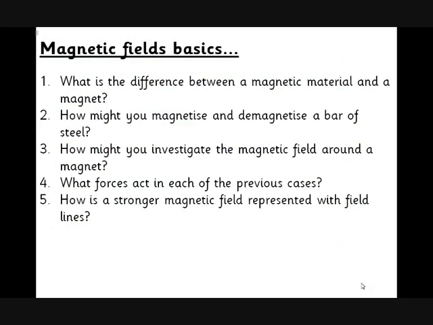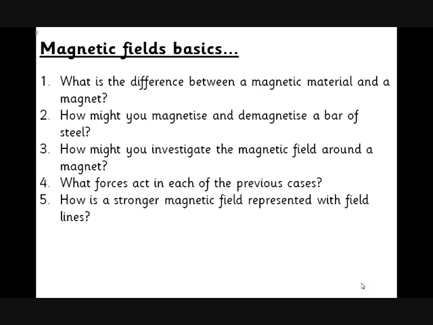So first up, the basics. What is the difference between a magnetic material and a magnet? You should know that only iron, nickel and cobalt are actually magnetic materials. If you want to stick something to a magnet, then that thing has got to be made of, or part made of, one of those three, and the magnet itself has to be made from one of those three. The difference between a magnetic material and a magnet is to do with how all the domains within the material have been aligned.